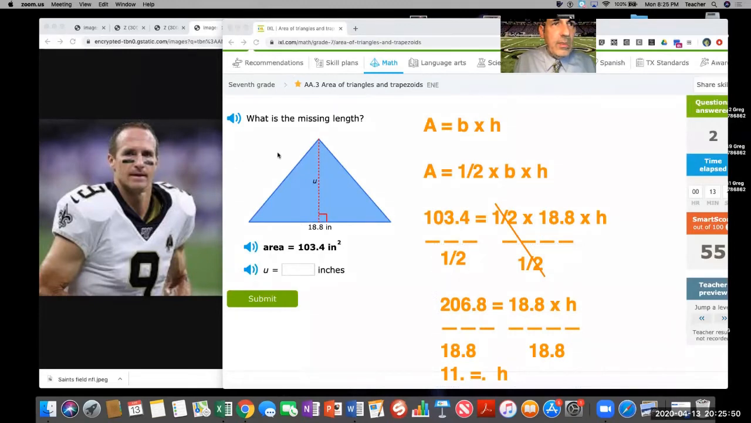So let me come up here, click mouse. And if you didn't understand what I did, when you make a fraction, that means the top thing divided by the bottom thing. So I'm going to go ahead and do it real quick. So I divided both sides by 18.8 to get rid of that. So I would have nothing but h left on this side. And then 206.8 divided by 18.8, that's what gave me the 11. So the height is 11 inches. Okay, you're just doing the formula backwards.